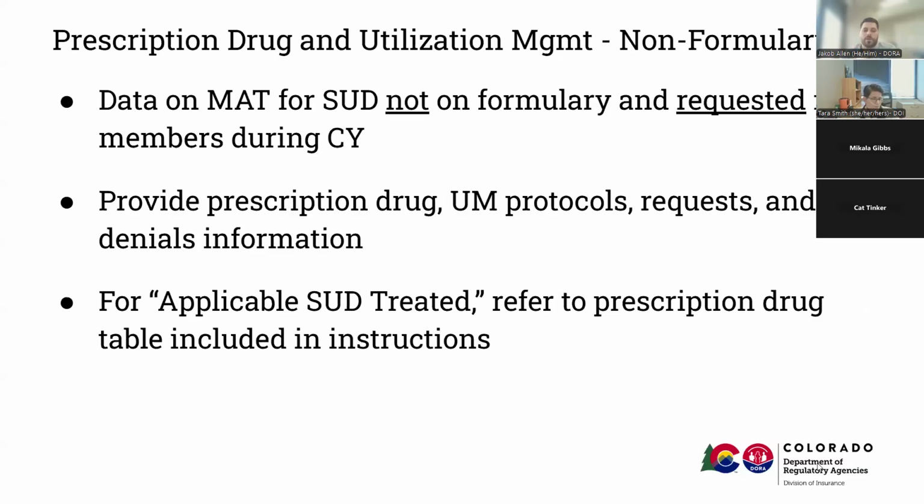Please refer to the prescription drug table that's in the instructions for reference to the drugs being looked at that are FDA approved for specific SUD categories, as well as using whatever methods are most useful to the carrier to determine this information, whether it's the use of GNC and DC codes and mapping those to the relevant DSM-5 categories.